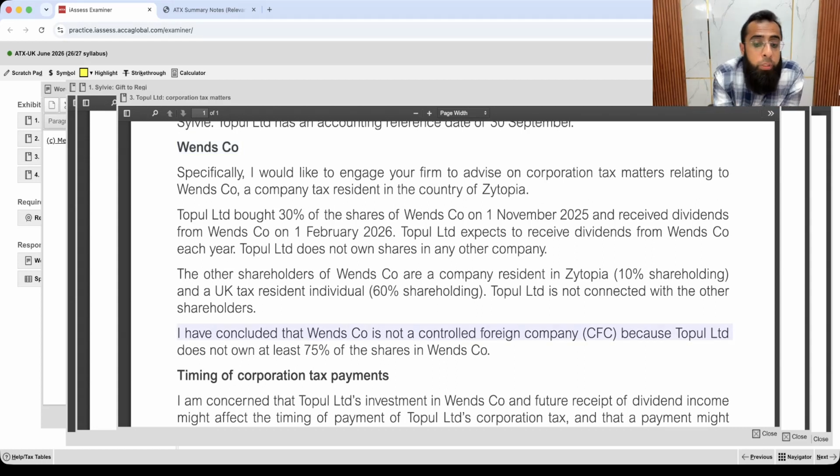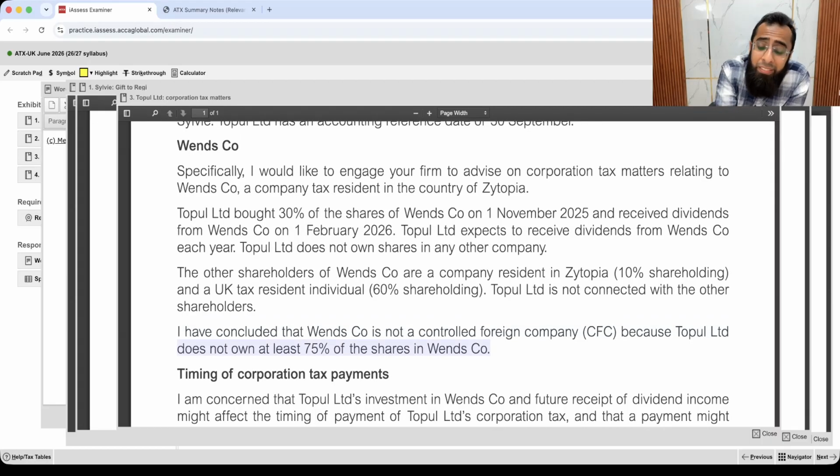I have concluded that Vents company is not a CFC. You are wrong. You have wrongly concluded, because Topul Limited does not own 75% shares. That's wrong. For a controlled foreign company, it's not 75% shareholding, it's control of 50% plus shares.